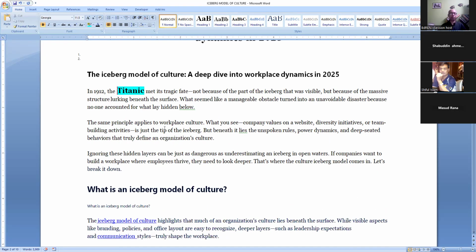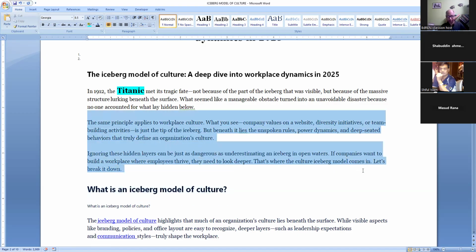The same principle applies to the workplace culture. What you see, company values on our website, diversity initiatives, or team building activities, is just the tip of the iceberg. So I think this very part will help you all very much. Mr. Saiful will also be benefited if he reads these lines very carefully and applies them in his workplace.